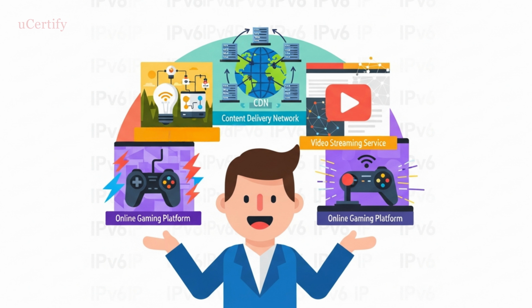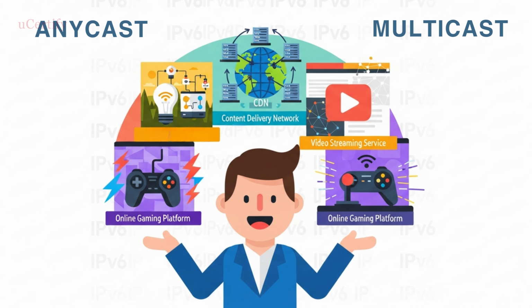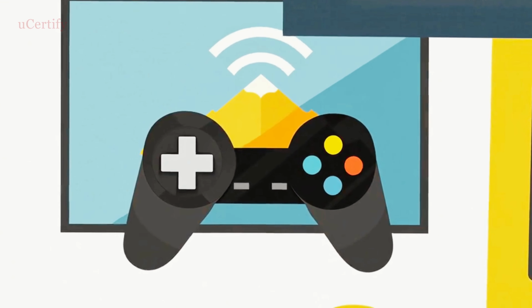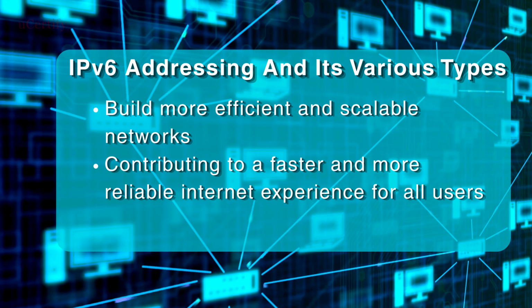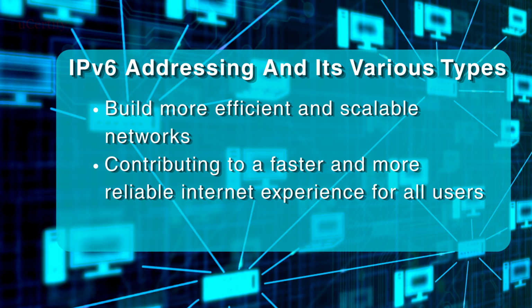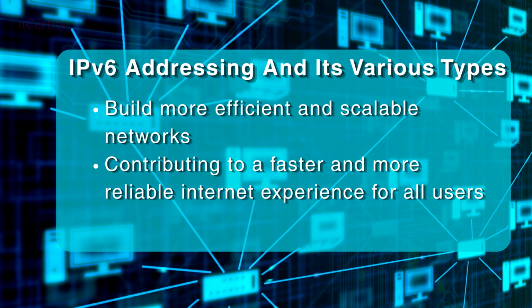IPv6 address types like Anycast and Multicast improve network efficiency and speed, enhancing real-world applications like streaming and content delivery. By understanding IPv6 addressing and its various types, you now have the knowledge to build more efficient and scalable networks, contributing to a faster and more reliable internet experience for all users. So go forth and optimize.